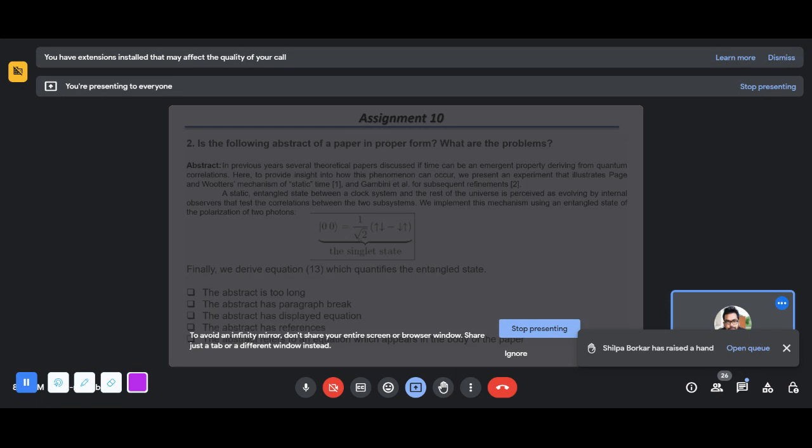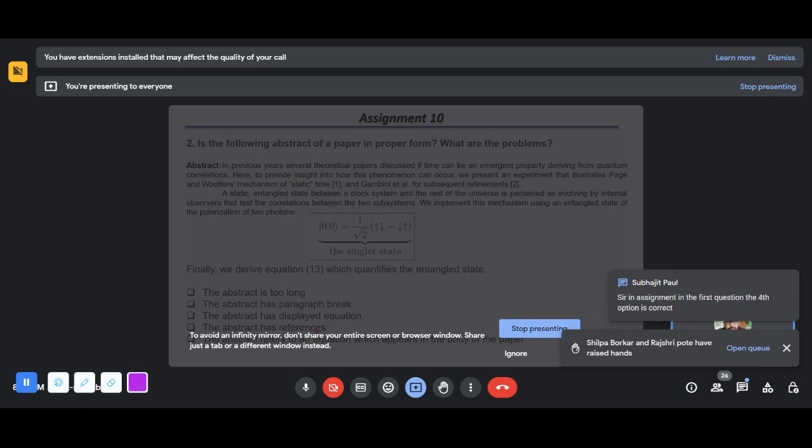Okay, now the second question was: is the following abstract of a paper in the correct form, what are the problems? The abstract is given here, and the options are: the abstract is too long, the abstract has a paragraph break, the abstract has displayed equations, the abstract has references, the abstract refers to an equation.